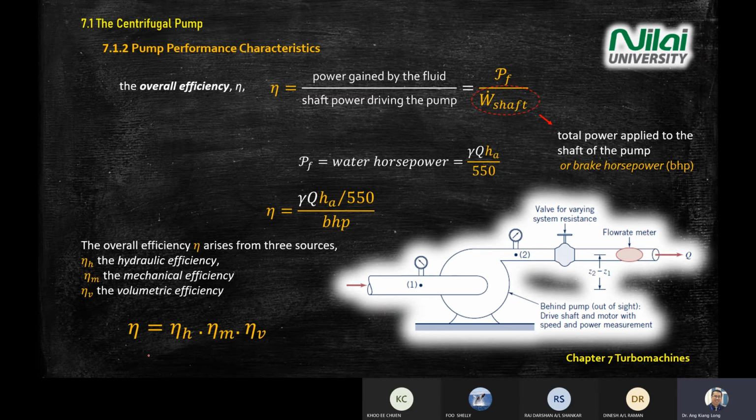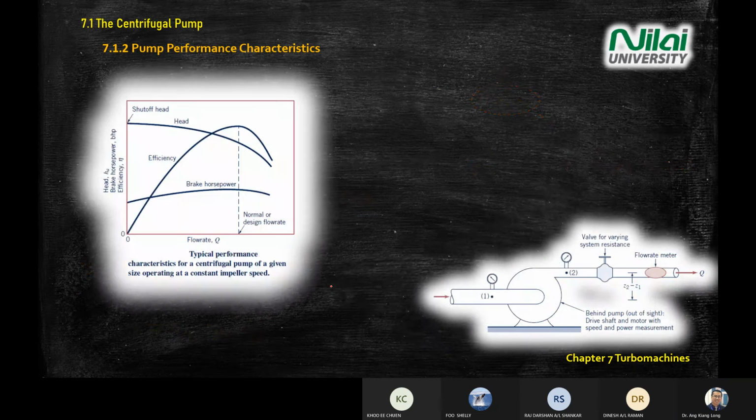Okay, overall efficiency, you can consider hydraulic, mechanical, and volumetric efficiency. So they are multiplied together: hydraulic times mechanical times volumetric. So this is the typical graph that, when you buy a pump, inside the manual you will see. On the left-hand side is the horsepower, or you will see a diagram giving you HA, horsepower, and efficiency.